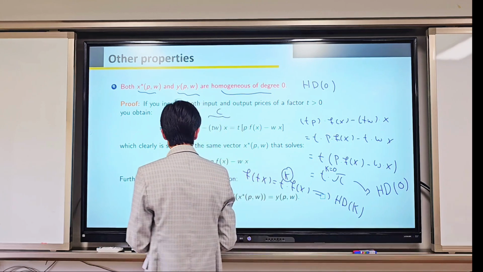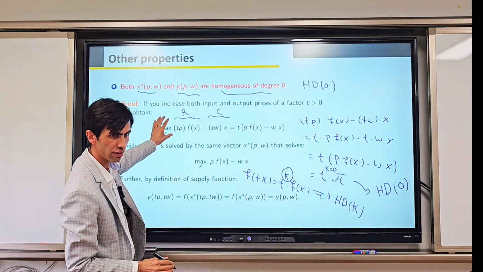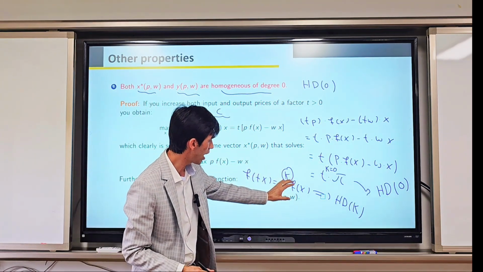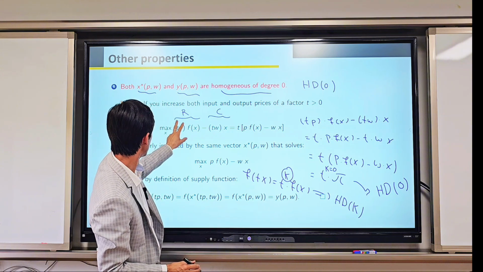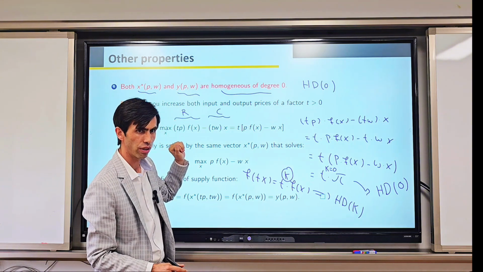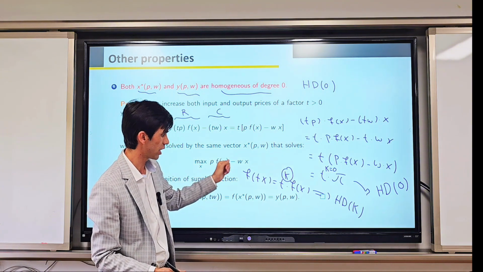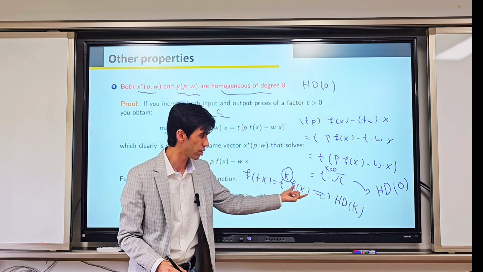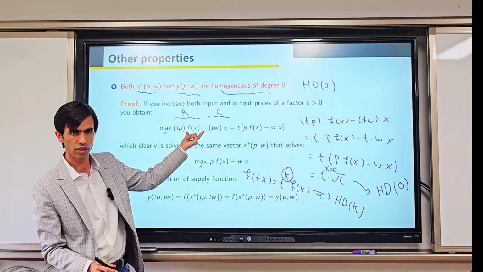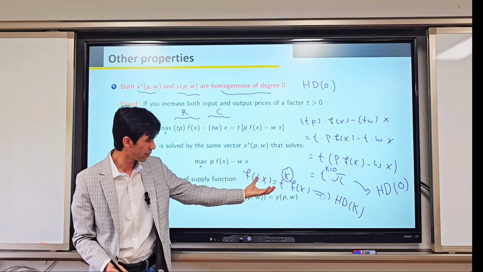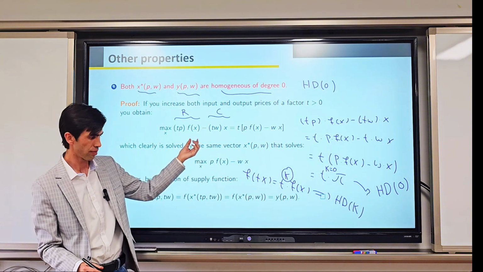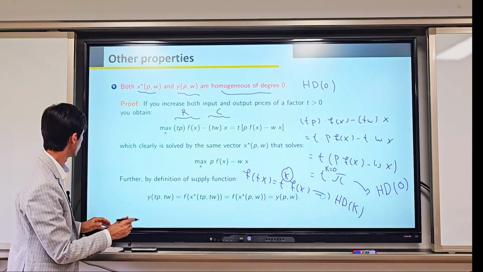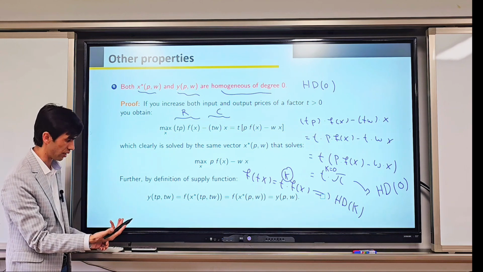And also, by having this profit function, we find out that both the factor demand function and the supply function can be homogeneous of degree 0. Why? They are homogeneous of degree 0 because our profit is homogeneous of degree 0. We derive them from our profit function. And also in another way, we have two ways of proving this.